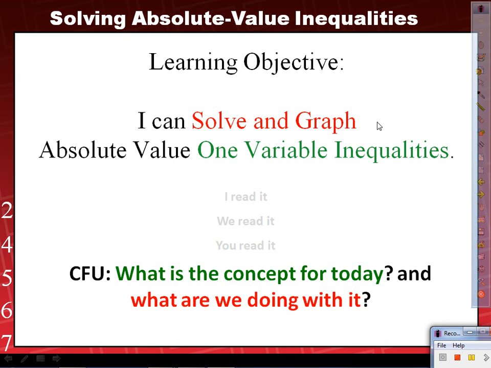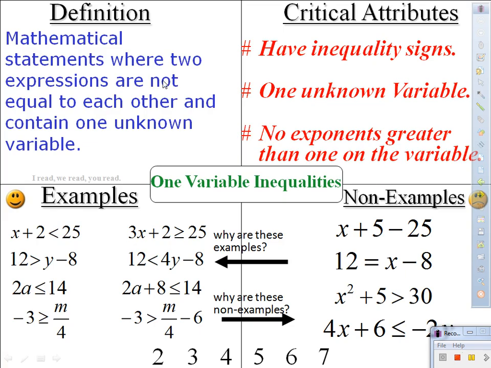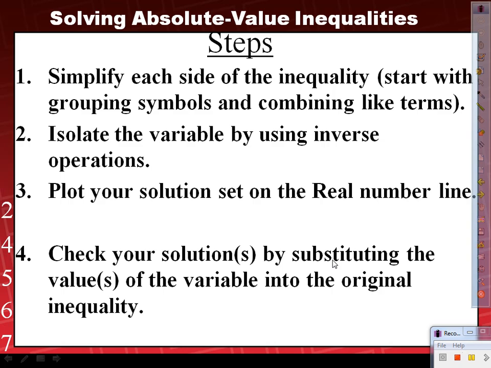We already know what one variable inequalities are, right? We did the Frayer model for that the other day. We have the steps that we've been using: simplify, isolate, plot, and check. However, remember when we got to absolute value equations that I gave you 3 separate steps? Here go the 3 separate steps.